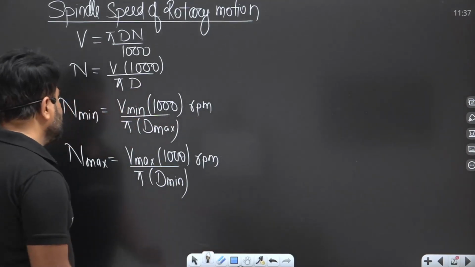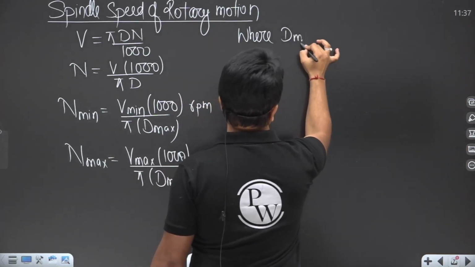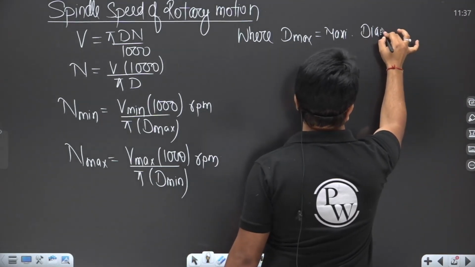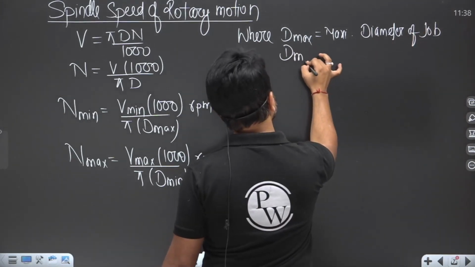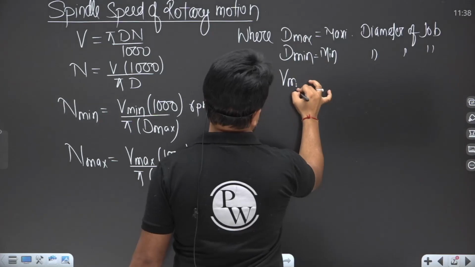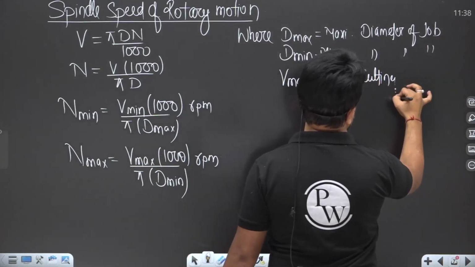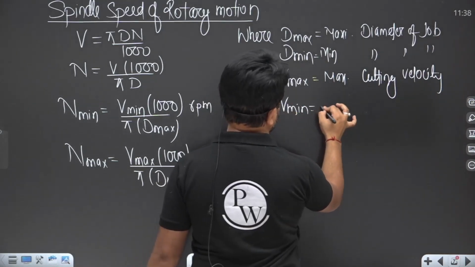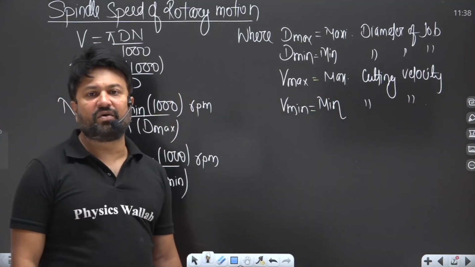Am I correct? So D max is the maximum diameter of job, D min is the minimum diameter of job, V max is the maximum cutting velocity, and V min is the minimum cutting velocity. By this manner you can find out all the things.